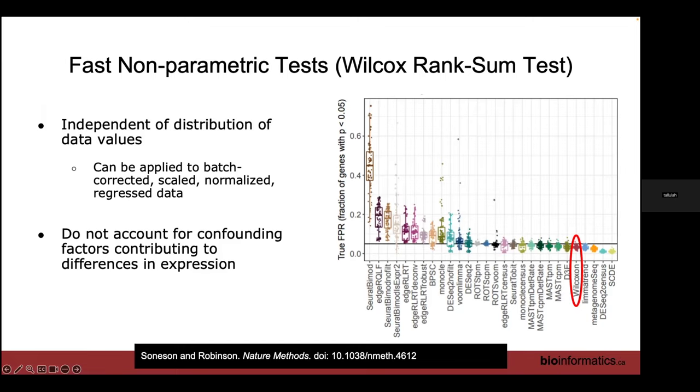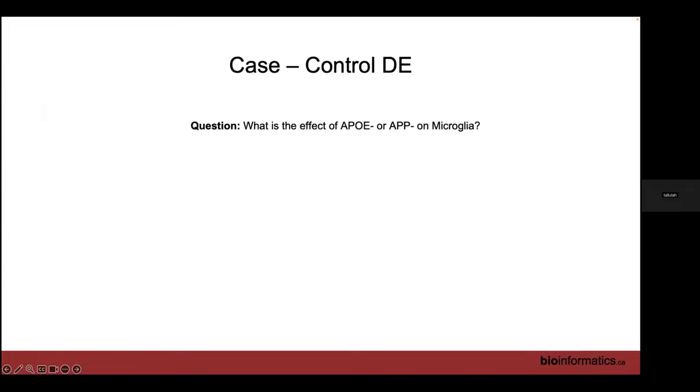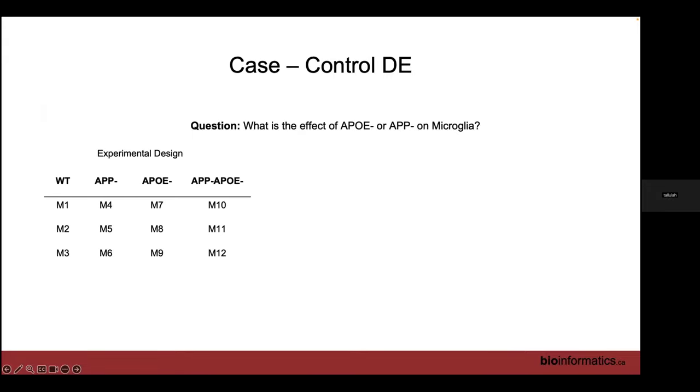All right, so that's finding marker genes. Now we want to do case control differential expression. So here I have the example where we've got a bunch of samples from knockout mice. Some of them have APOE4, some of them have APP knockin, and we want to know the effect on microglia. So we did an experiment with a bunch of mice. We have 12 mice, 3 in each of our 4 groups: wild type, 1 of each mutant, or the double mutant.